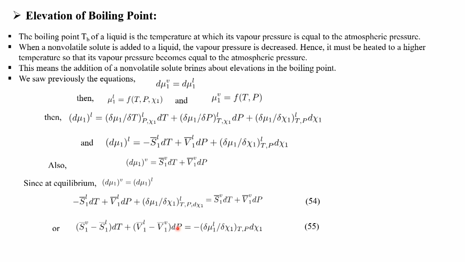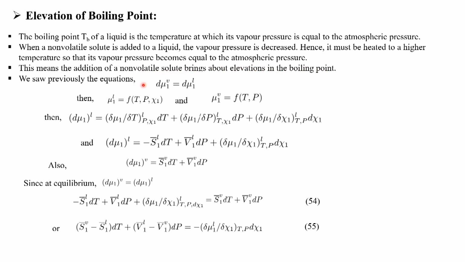Next we consider elevation of boiling point. The boiling point TB of a liquid is the temperature at which its vapor pressure is equal to the atmospheric pressure. When a non-volatile solute is added to a liquid, the vapor pressure is decreased. Hence, it must be heated to a higher temperature so that its vapor pressure becomes equal to the atmospheric pressure. This means the addition of a non-volatile solute brings about elevation in the boiling point.